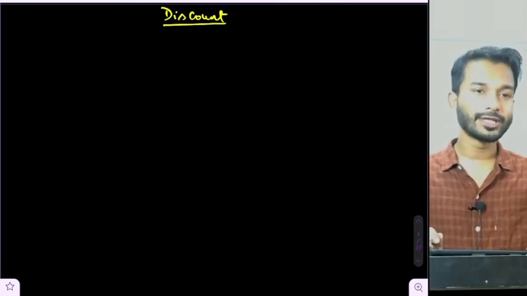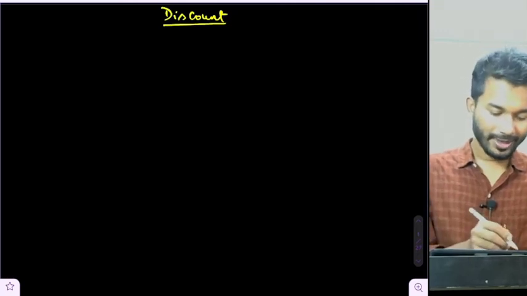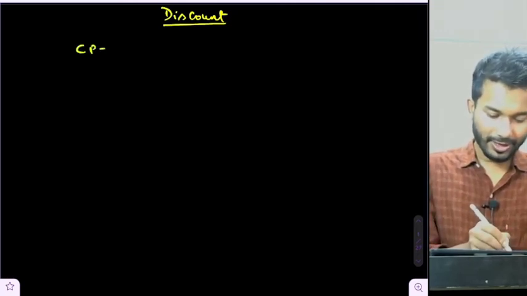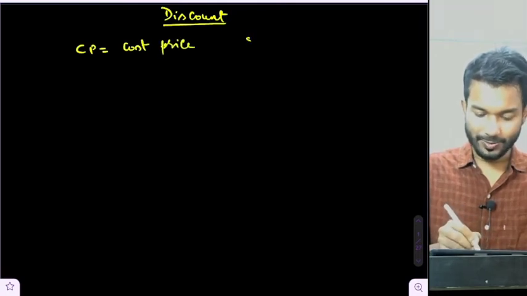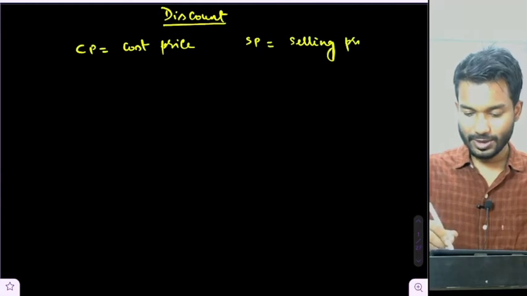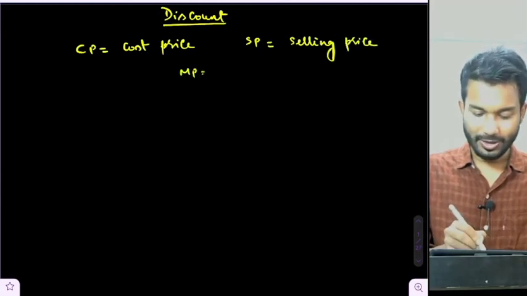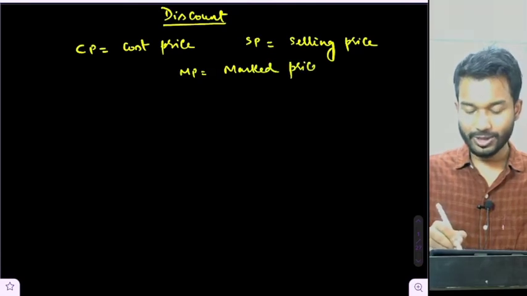This chapter we have to study based on the shopkeeper's point of view. Now some terms are there like CP will mean our what? Cost price. Then SP will mean our selling price. And MP will mean mark price. Now what does this term mean?